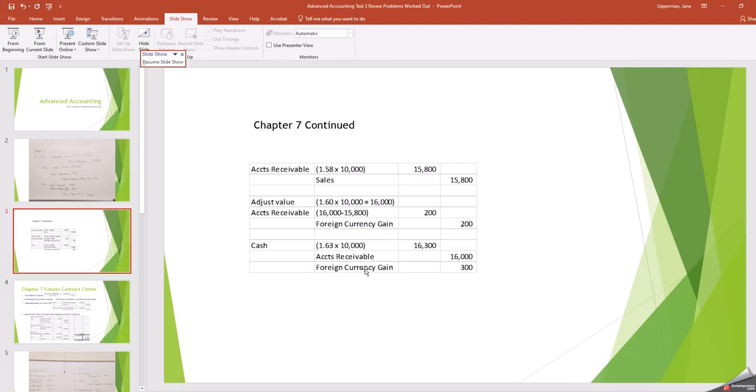Then in March, the account gets settled, so they pay us, and on the date that they pay us, the exchange rate is $1.63. So now we get $1.63 for every euro. So that times the 10,000 euros, we'll get $16,300. We eliminate the accounts receivable at what the balance was at the end of the year. And then again, now we have another foreign currency gain because the money's coming into us. So even though, in a sense, the US dollar is losing its power, taking more US dollars to buy the euro, when we're the collector of the euros, when the money comes to us, that's in our favor.